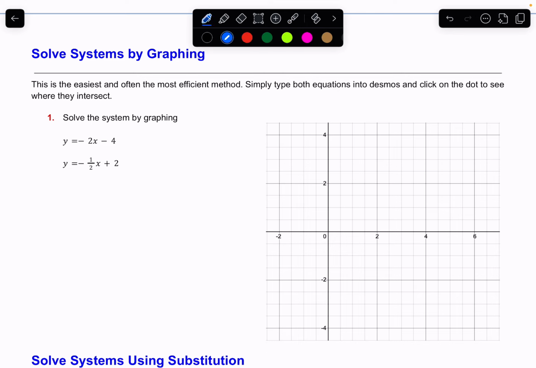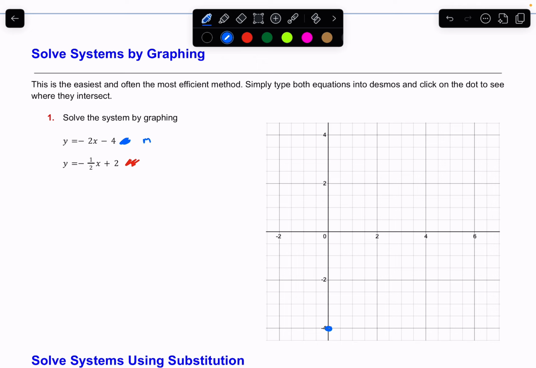I want to show you guys that you can do this by hand. So if I label the top line in blue and the bottom line in red, I can just go ahead and graph these two lines. The first one is negative 2x minus 4. That means it has a y-intercept of negative 4 and a slope of negative 2, which means it's going to go down 2 and to the right 2.